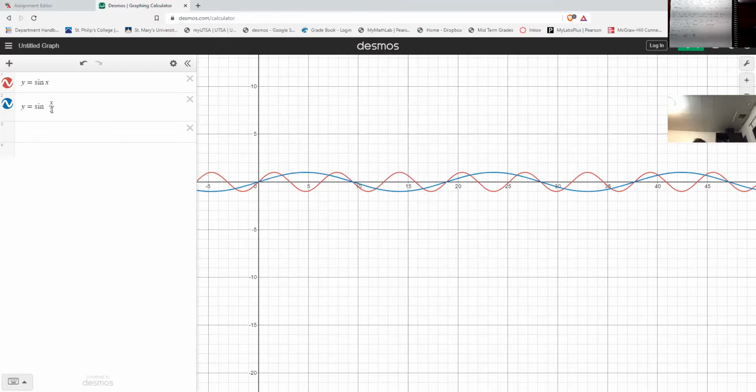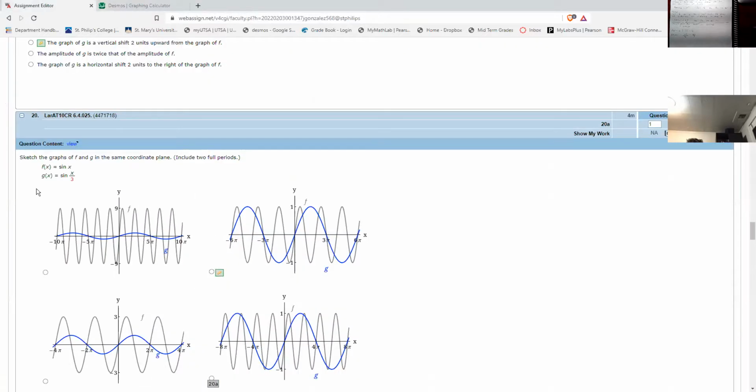So the 1/3 is reducing the period. So if you were to find the period, you would see that it's increasing the period. It's taking forever to finish. So it's technically slower because it has a longer period. Okay, so you just graph these two and pick the right answer. So it's going to be B.